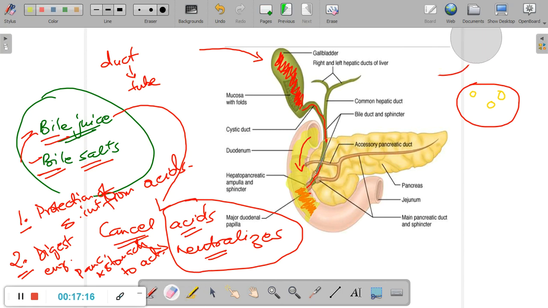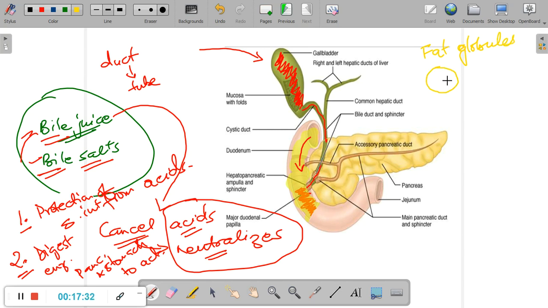Let me rub all of this. So the fat that is entering the small intestine is found in the form of large drops called fat globules. Fat globules are large, big drops of fats. So your ghee is like that, your oils, the ones that you consume like your mustard oil, etc., they are like that. Big fat globules.